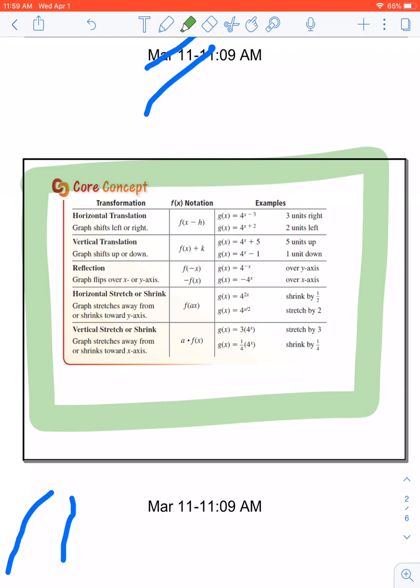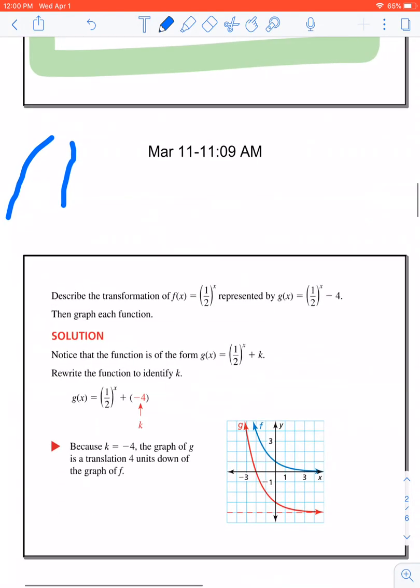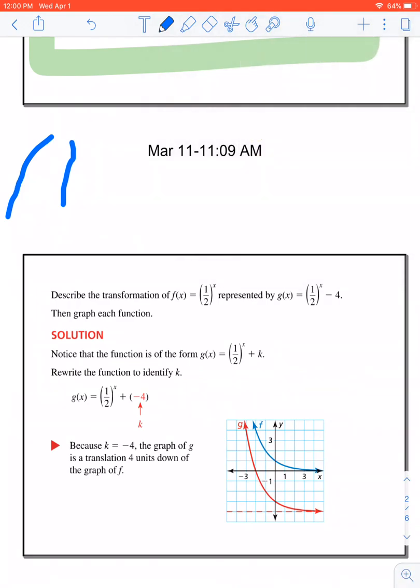And then horizontal and vertical stretch, we're not going to talk too much about those. All you need to remember is the rules: if A is a number greater than 1, it's going to stretch. Okay? If A is a number between 0 and 1, it's going to shrink it. When we look at this, we're not going to focus too much on what type of shrink or stretch it is. We're just going to go really with the translations of horizontal and vertical, and then of course the reflections. So let's look at a couple examples to see how we're doing here.